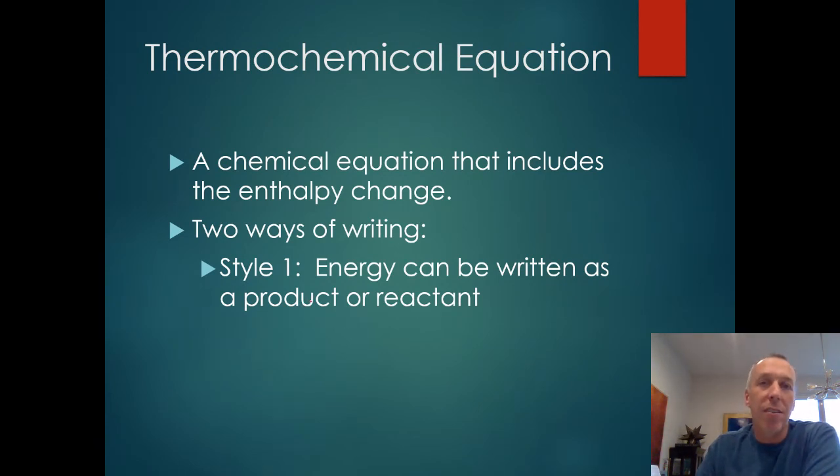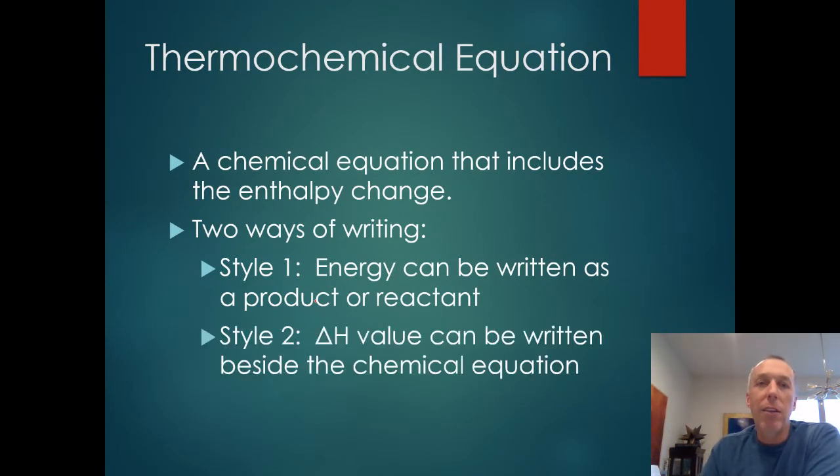The energy was released as a product, and so it would be exothermic. The second way we can write it is by writing the regular chemical equation, and then off to the side, we literally write delta H equals, and we say how much energy was either absorbed or released. If we write it in style 2, we have to use positives and negatives. Positive meaning energy was absorbed, negative meaning energy was released.